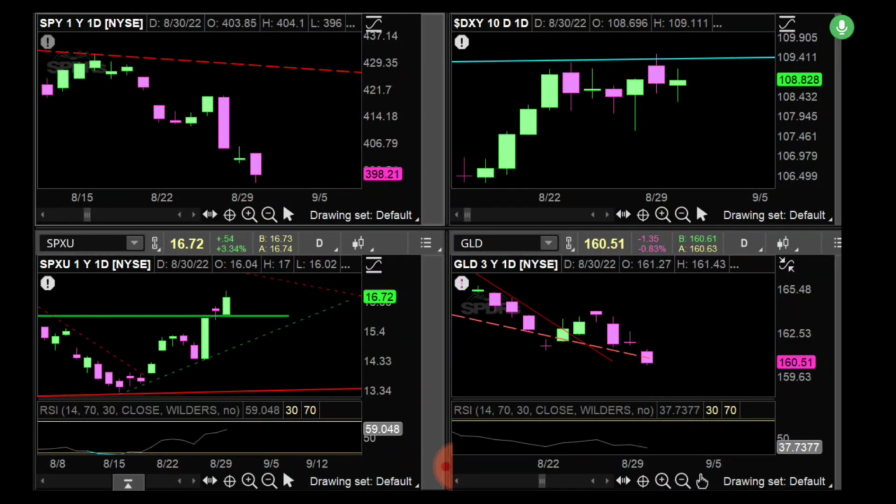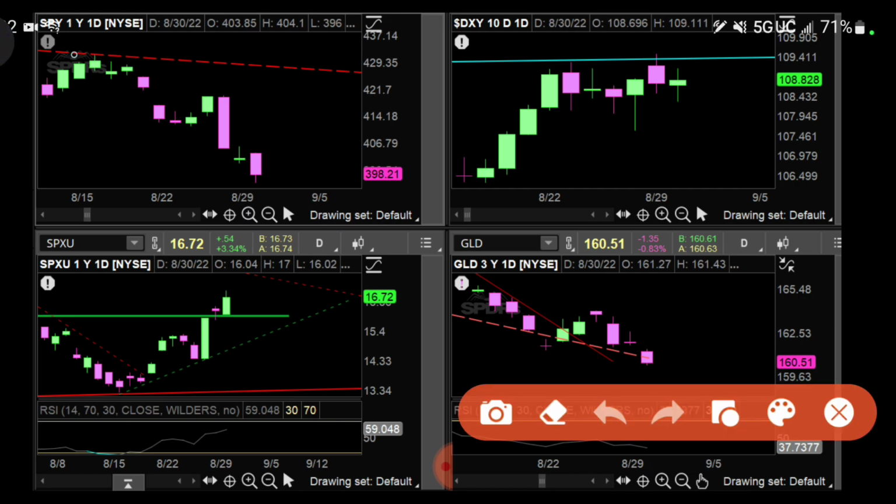As usual, let's start with a market overview. I have SPY in the top left, the dollar strength index top right, SPXU, which is an ETF that I believe represents the inversion of SPY, and then GLD, which is a gold ETF. And what's really interesting to me here is that gold is still falling with equities. It is notable though that gold isn't falling nearly as hard as equities are.